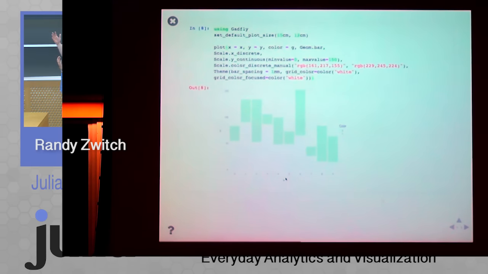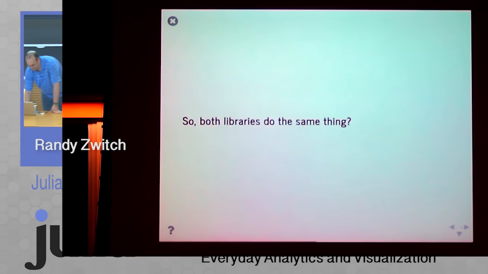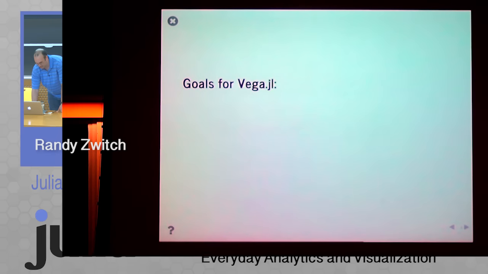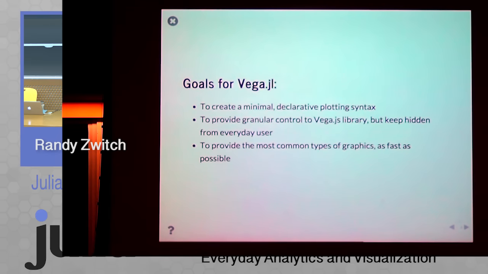It's really just to reduce the cognitive load of not going through all of these steps to make a chart, okay? So both libraries do the same thing. Yeah, they do. Like I said, there's a high cognitive cost. And so my goal for this package is really, as I said, to create the minimum declarative plotting syntax so that you can always get back something that's roughly aesthetically pleasing as fast as possible.